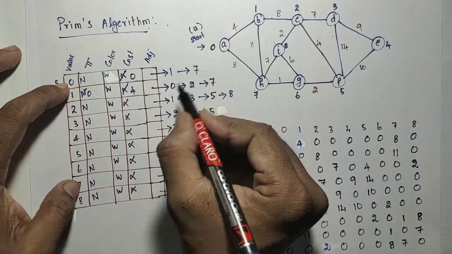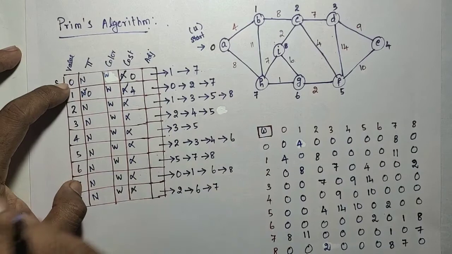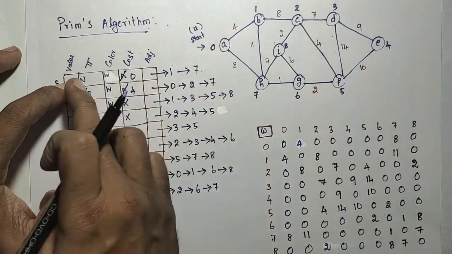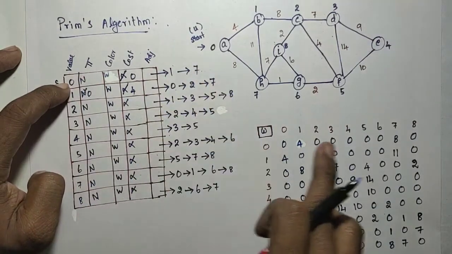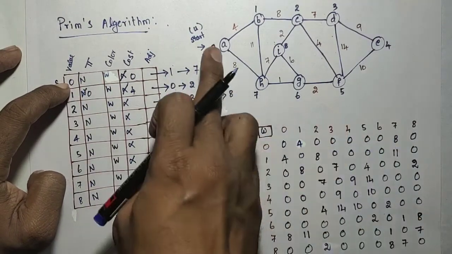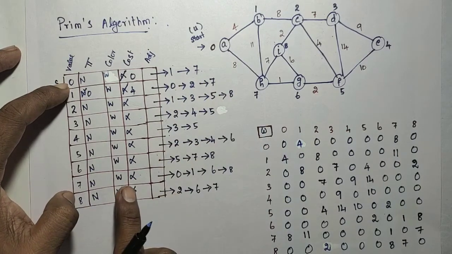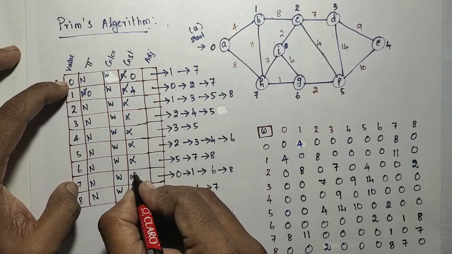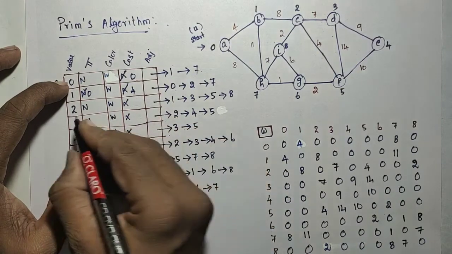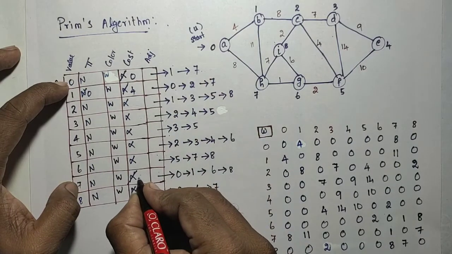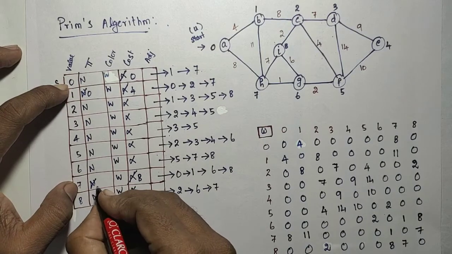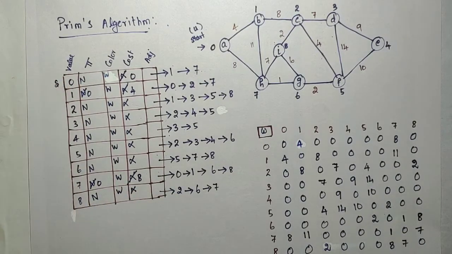Then go for the next, 7. First check whether 7 is visited. If it is already visited, no need to do anything. If it is not visited, then you check the cost 0 to 7. The cost is 8. So 8 is less than the corresponding cost, which is infinity. Infinity means just do that update. So the 0 to 7 cost is 8, so that needs to be updated, and the corresponding parent is 0. Like that you have to update. That's all, that iteration is over.